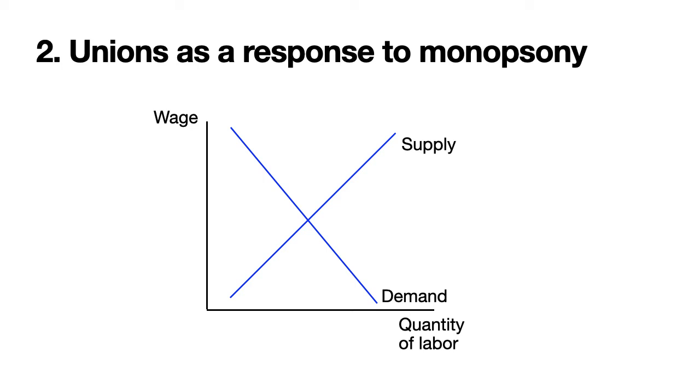So in order to optimize, we could create and add to this graph another curve which shows the marginal cost of hiring an additional worker. And this is going to be a line that is above the supply curve and steeper. So the marginal cost is higher than the supply curve because as we hire a new worker, it pushes the wages up for everyone else as we move to the right along the supply curve.